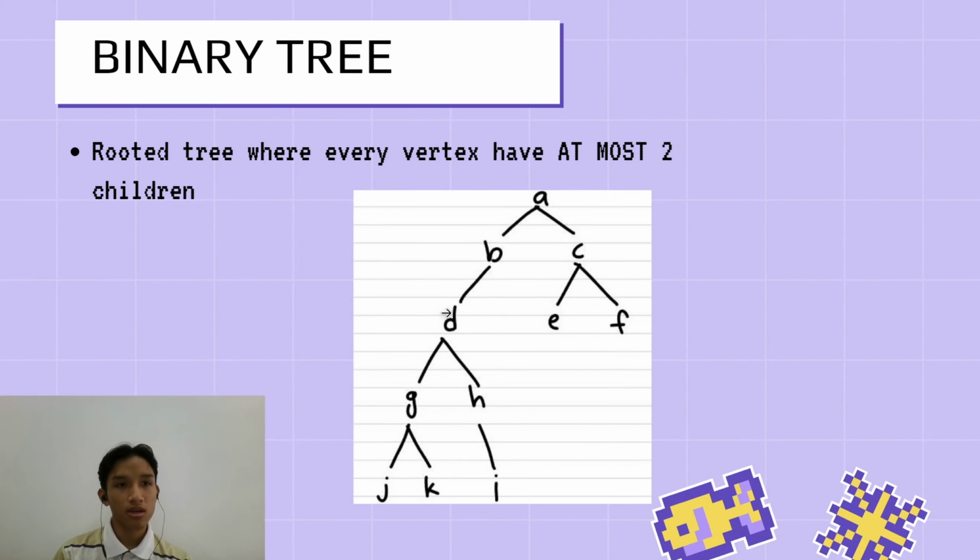Next, I'll explain what is a binary tree. A binary tree is a rooted tree where every vertex has at most 2 children. So here, the children of vertex A are B and C, the children of vertex C are E and F, and the children of vertex G are J and K. But vertex B has only one child, which is vertex D, and vertex H has only one child, which is vertex I.